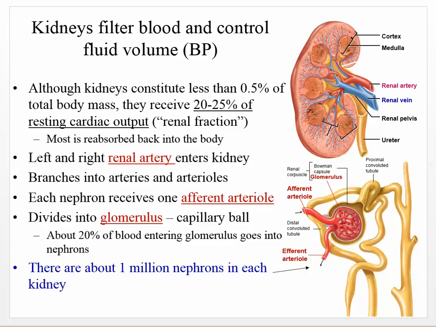It's just going to get worse and worse. Okay, so let's talk about what the kidneys do in general.